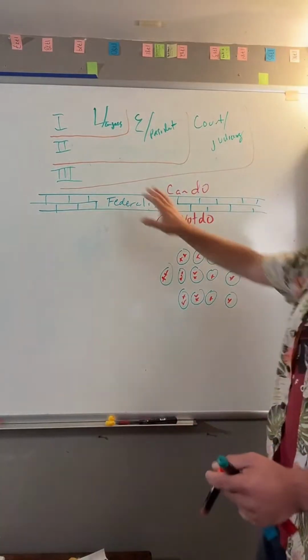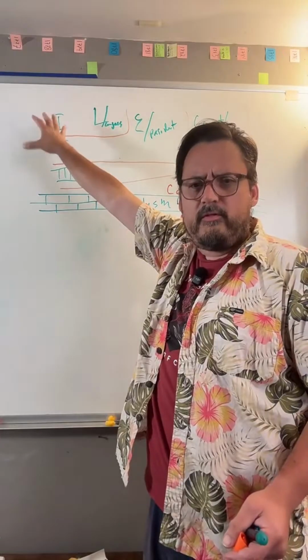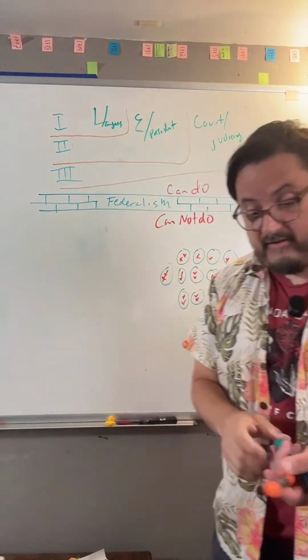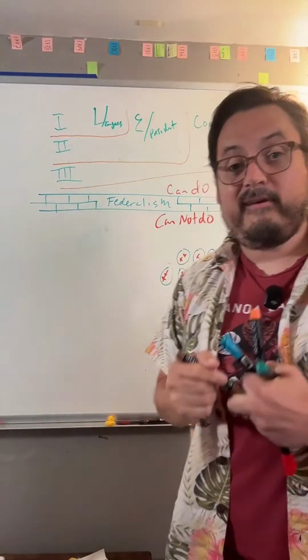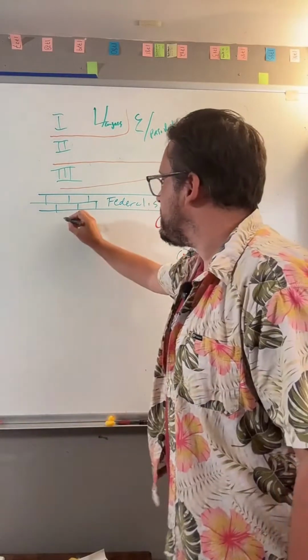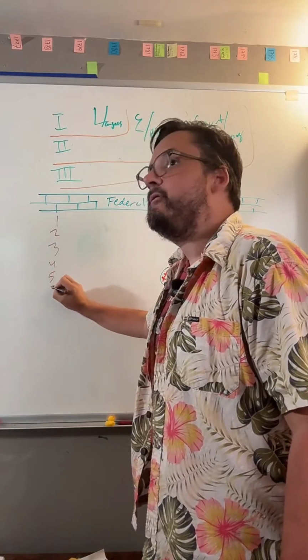Okay, so we have the articles up here, and all of the articles are up here, 1 through 7, but I'm particularly sticking on those 3. And then you have the amendments, right? So I'm going to start right here. We're going to do the first 10 amendments, the Bill of Rights. So we're going to go 1, 2, 3, 4, 5.